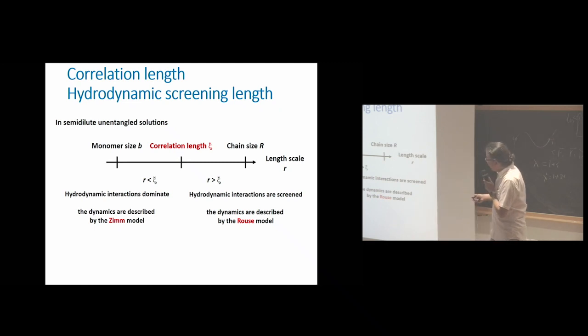So this here is the correlation length xi, and at length scales shorter than this length, it's a Zimm model. This is because hydrodynamic interaction is still there, but at length scales above the correlation length, hydrodynamic interactions are screened.